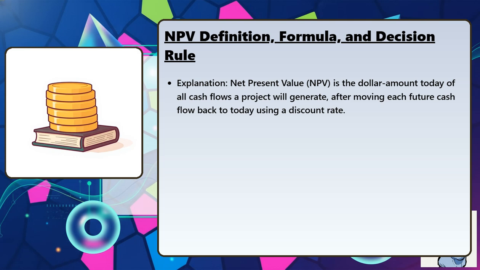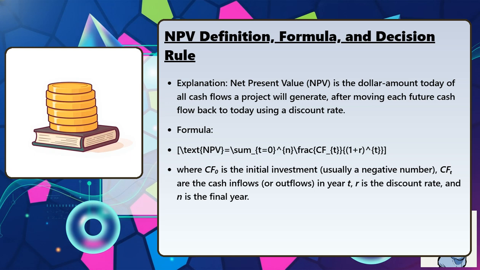Explanation: net present value (NPV) is the dollar amount today of all cash flows a project will generate after moving each future cash flow back to today using a discount rate. Formula: NPV equals the sum from t equals 0 to n of Cf sub t divided by (1 plus r) raised to the t. Where Cf0 is the initial investment, usually a negative number, Cf sub t are the cash inflows or outflows in year t, r is the discount rate, and n is the final year.